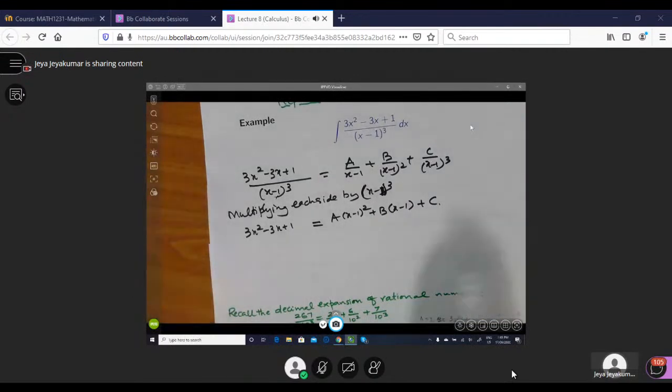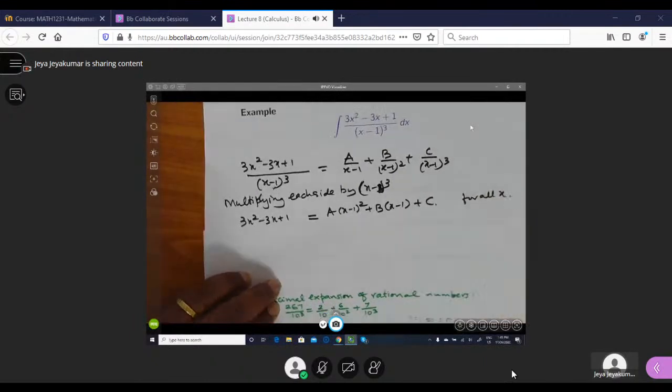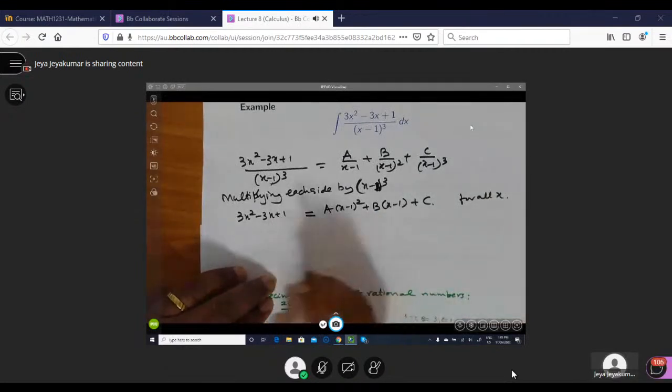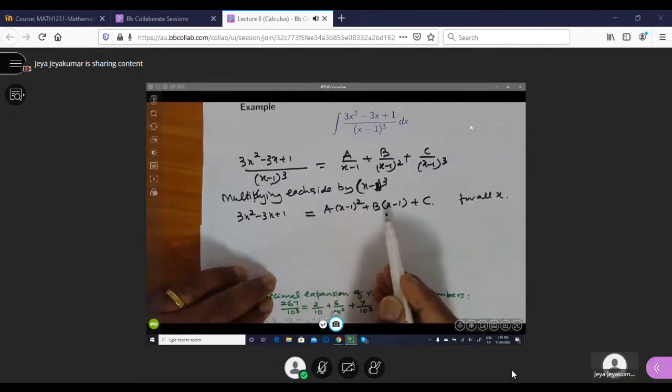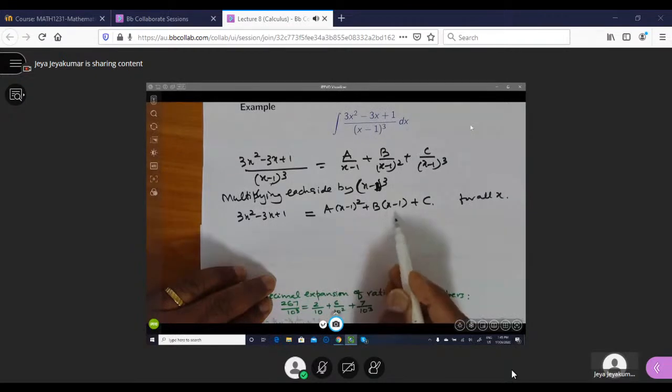Okay. Now this is true for all x, right? You have a polynomial equation here. There are several ways you can find A, B, and C. You can compare like powers on both sides, or you can substitute some nice numbers, which will simplify things. It depends on which one you prefer. Actually, in this case, there's a simple method to find A, B, and C, so I'll show you how that's done.